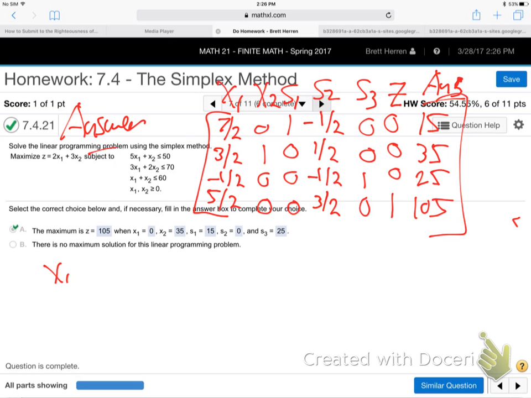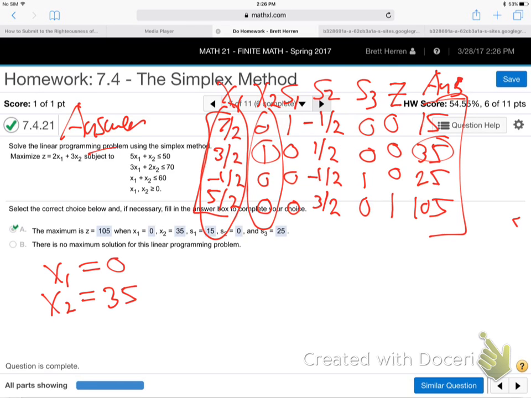Well, let's just go through it. What is X1? Is that a basic? Is it all zeros and a single one? No, so he's just zero. Remember that? X2, is he a basic? Yeah, so where's his answer? Where's the one? Second spot, answer column, second spot, 35. X2 is 35. Remember how this works?